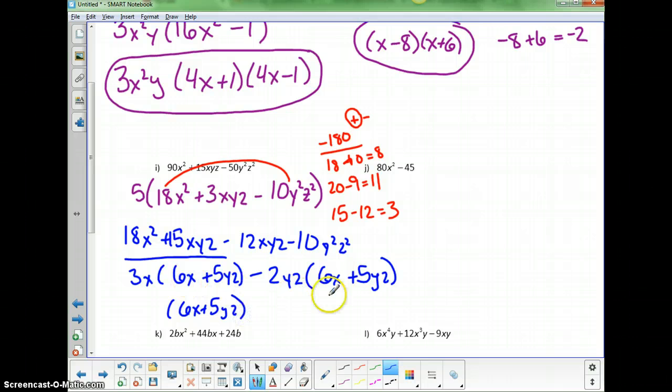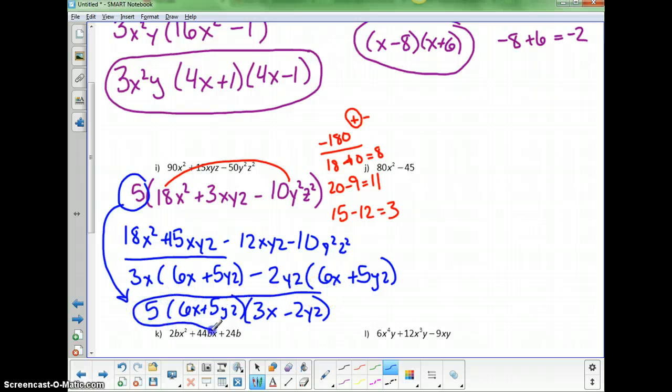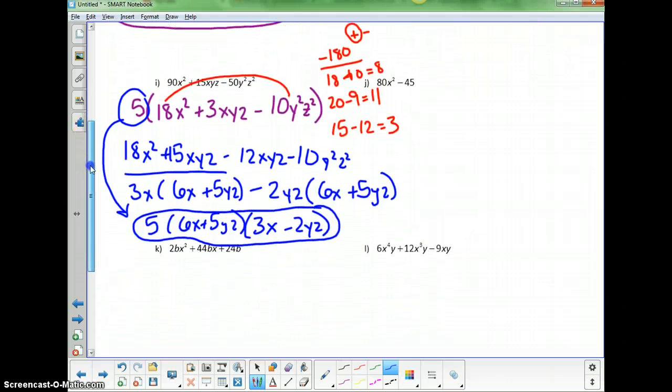in common. They both have that parenthesis. I'm going to take that out. I'm left with 3x minus 2yz. And I don't want to forget that I originally factored out a 5, so I'm going to go back and throw that 5 in the front here. So this is my final answer.